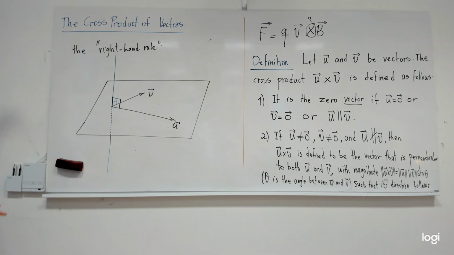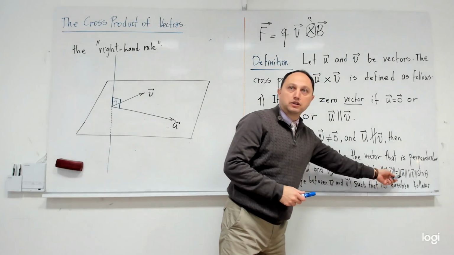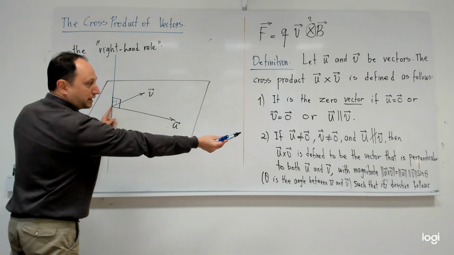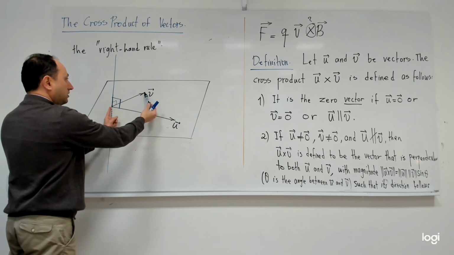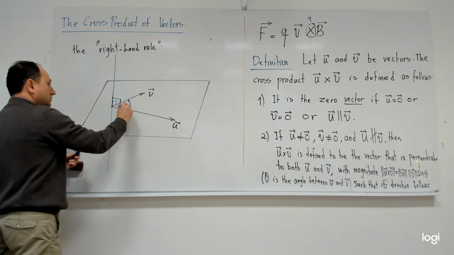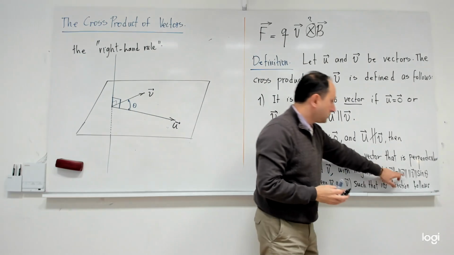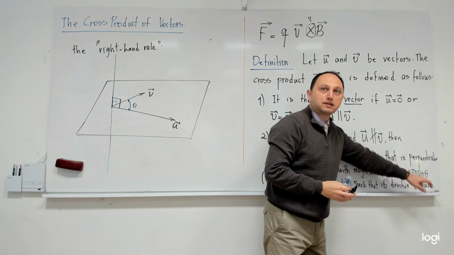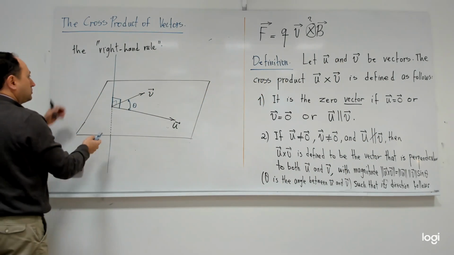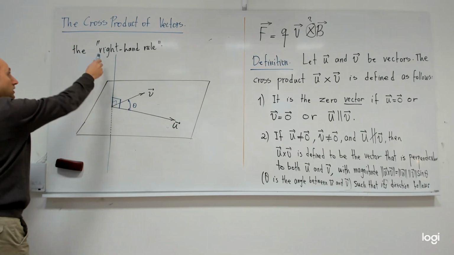But what is the size? The size, you have to calculate it using this formula. You measure the length of this vector, it becomes magnitude of u. You measure the length of that vector, and then you measure the angle between these two vectors, which is theta. And then you put them in this formula. This number multiplied by this number multiplied by this number gives you a number. But the point is the right-hand rule.